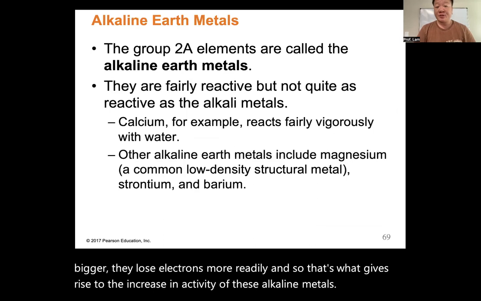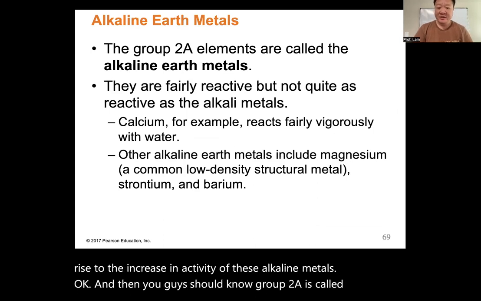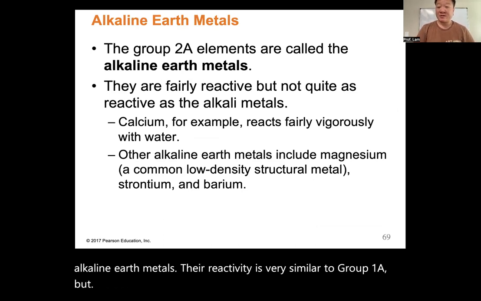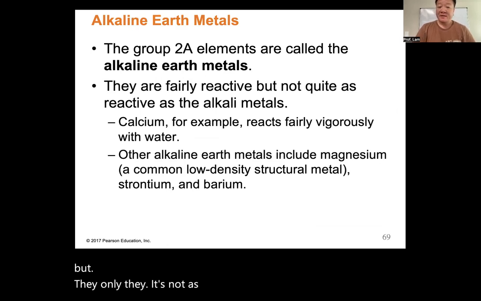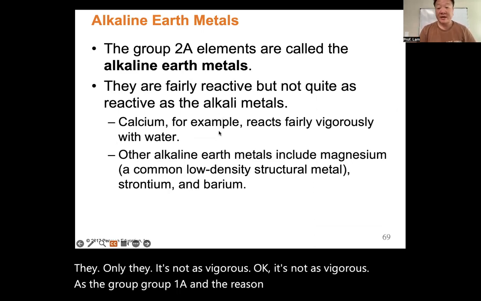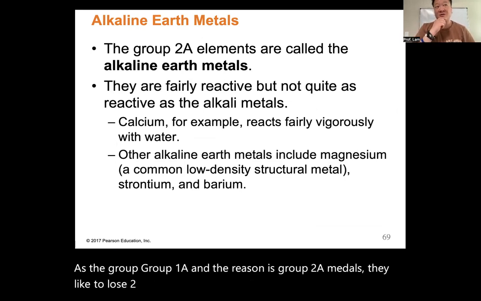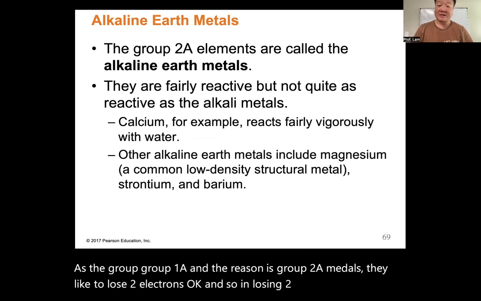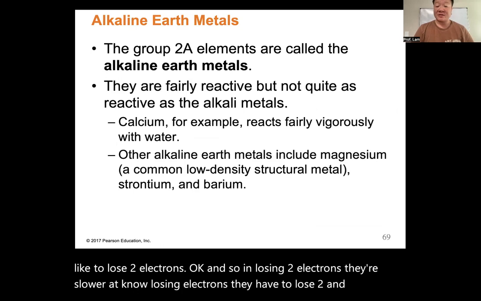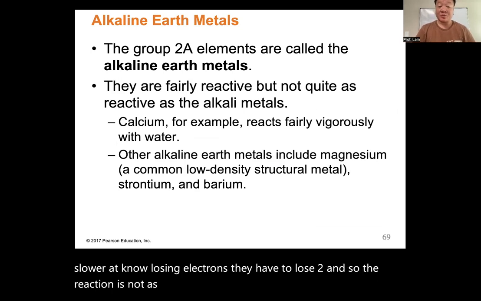Okay, and then you guys should know group 2A is called the alkaline earth metals. Their reactivity is very similar to group 1A, but it's not as vigorous, okay? It's not as vigorous as group 1A. And the reason is group 2A metals like to lose 2 electrons. Okay, and so in losing 2 electrons, they're slower at losing electrons. They have to lose 2. And so the reaction is not as vigorous as in group 1A.